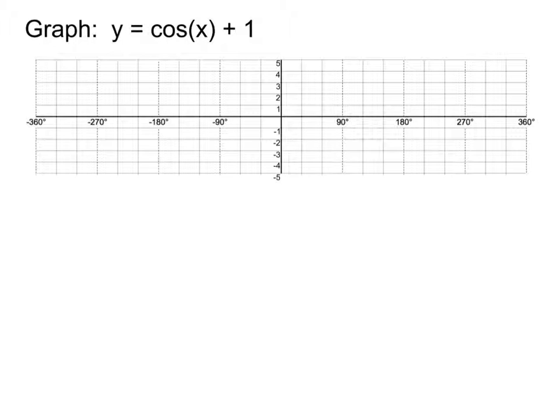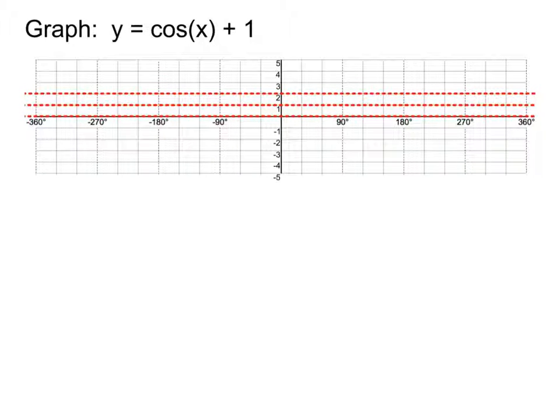So the first thing we want to do whenever we're making one of these graphs is draw where the midline is and then where the top and the bottom lines go. And so the midline, remember, is determined by that +1. And so I'm going to start by drawing in my midline there at 1. Then I need to draw my top line and my bottom line. Now the top line and the bottom line start off one above and one below the midline. So I drew those in.